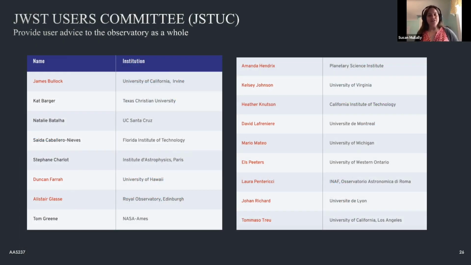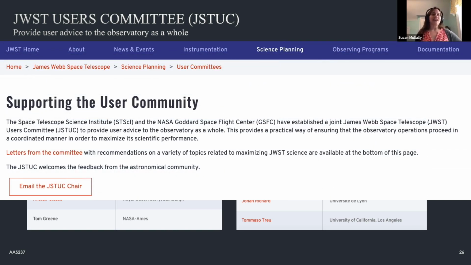And finally, I'll leave you with the thought that the JWST Users Committee is a resource for you to think about. They provide advice to the observatory as a whole. This is the current members of the committee. Some of them are rolling off soon, and so we're looking for new members. But you can reach out to them by going to the website and go under Science Planning and go to User Committees. Then you can email the JSTUC chair if you have questions about or suggestions for what would make the observatory run better.